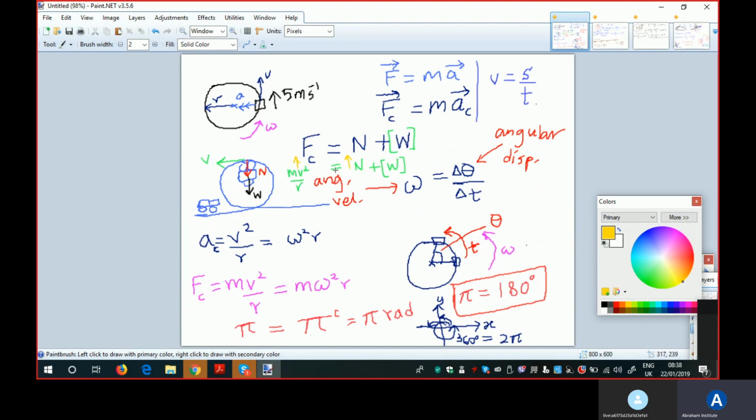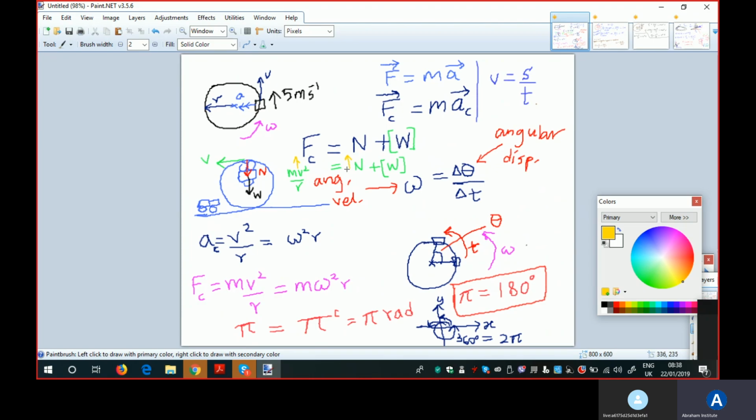Okay, so the minimum value N can have is 0, where the vehicle just loses contact with the ground. There was a past paper question where you had to find this v, and to do that you had to write this equation. The centripetal force is the normal contact force plus the weight, and the mass and r are given, so you have to find v.